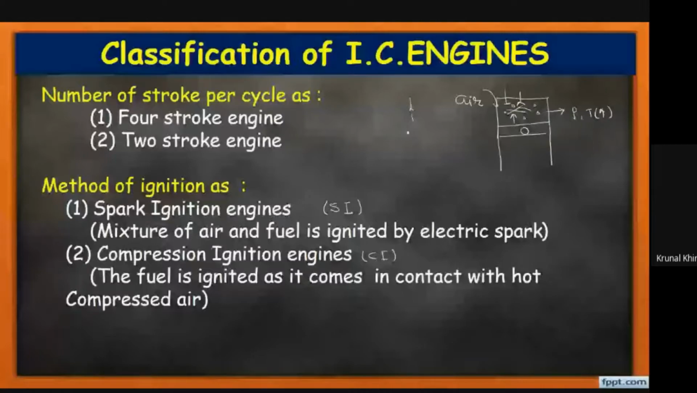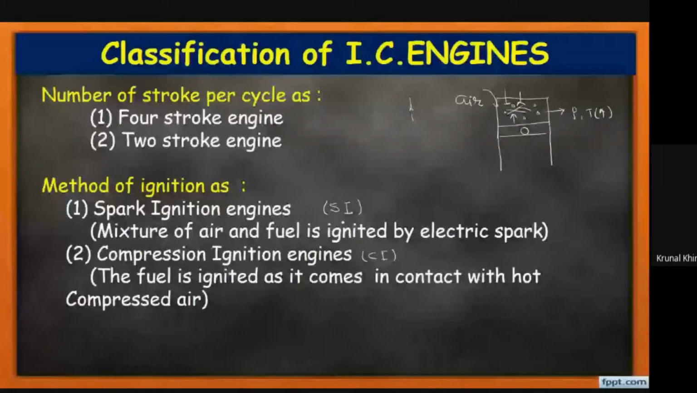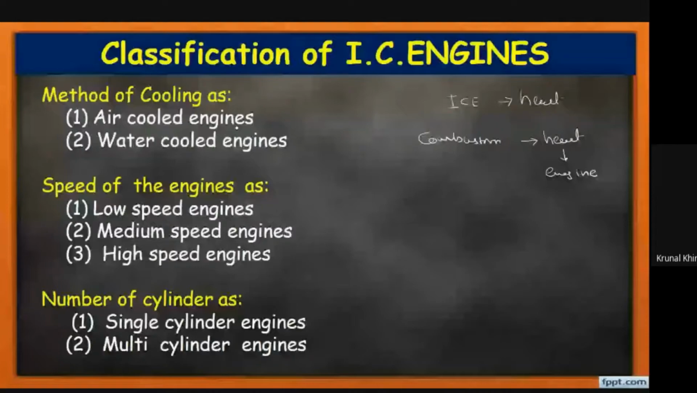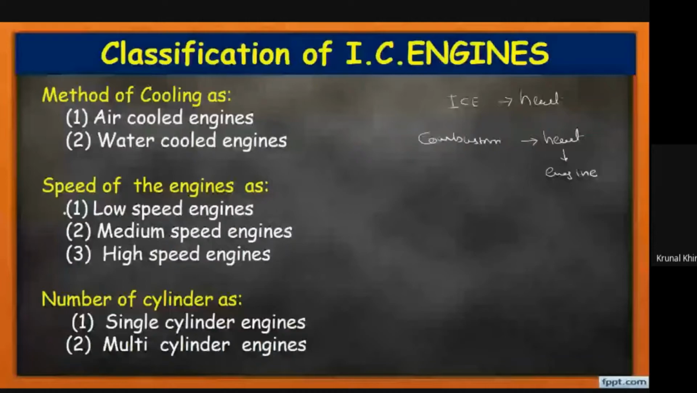So these are the two methods of ignition, and on that basis we can classify the engine as SI and CI. The next classification is the method of cooling, and there are two methods of cooling: air-cooled engines and water-cooled engines. Then the speed of engines. As per speed, we can classify engines into three categories: low speed, medium speed, and high speed engines.